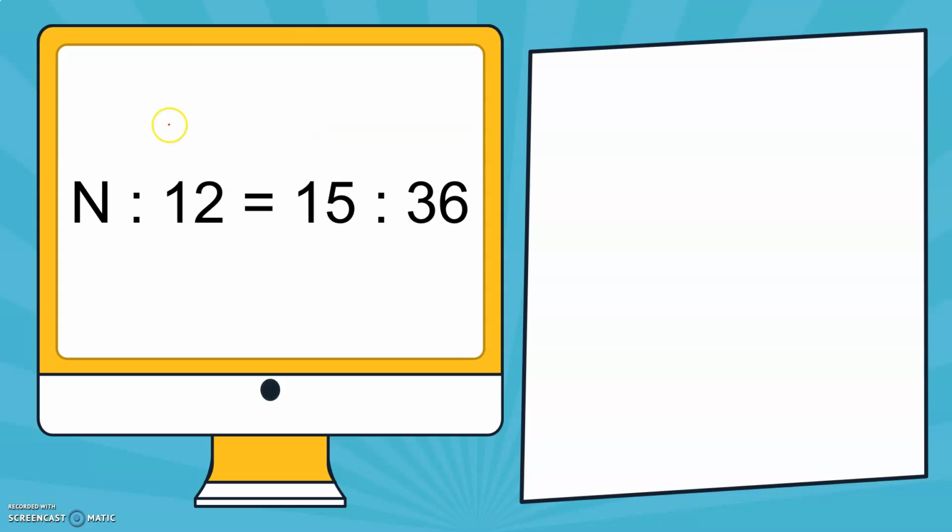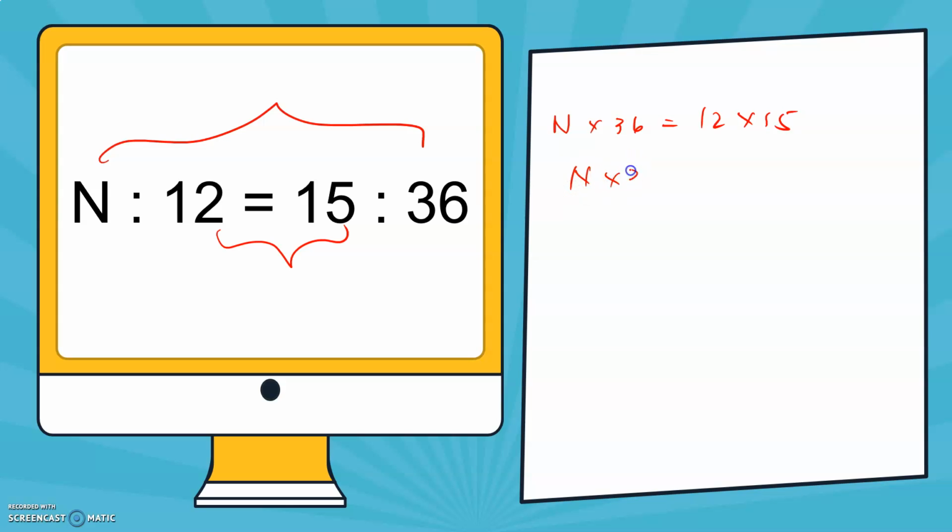Let's try another one. We have n times 36 and 12 times 15. n times 36 will be copied. 12 times 15 will give us 180. Then we will divide 180 by 36. So we have 180 divided by 36. This will give us 5. So the value of n is equal to 5.